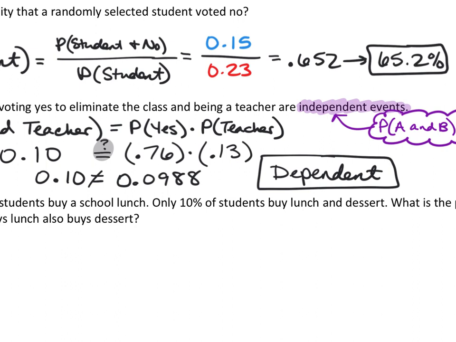If those numbers, when I calculate it, are exactly the same, like the example we had last time where they were both 0.25 or 25%, then yes, they're independent events. But those are close, but not the exact same number. Don't make it weird.